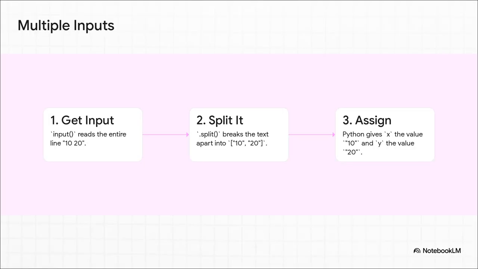But what if you need to grab multiple things at once, like two numbers on the same line? Easy. You just add .split to the end of your input. So here's what happens. First, input grabs the whole line of text, 10 20. Then .split comes in and breaks it apart right at the space, giving you a list of text pieces. And finally, Python hands out those pieces to your variables one by one. But remember, they're still strings at this point.